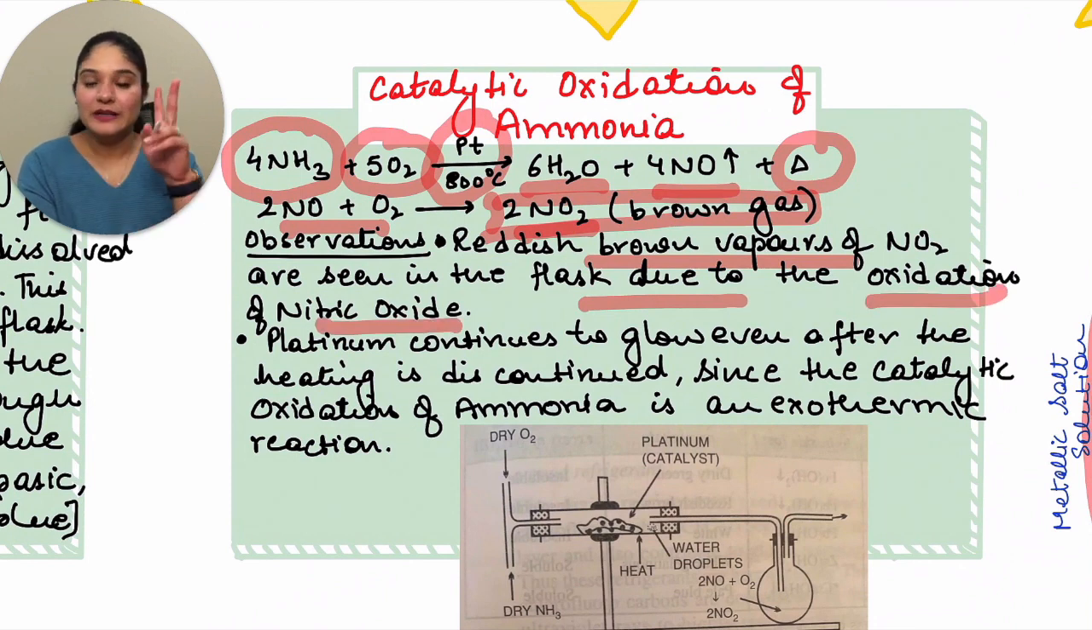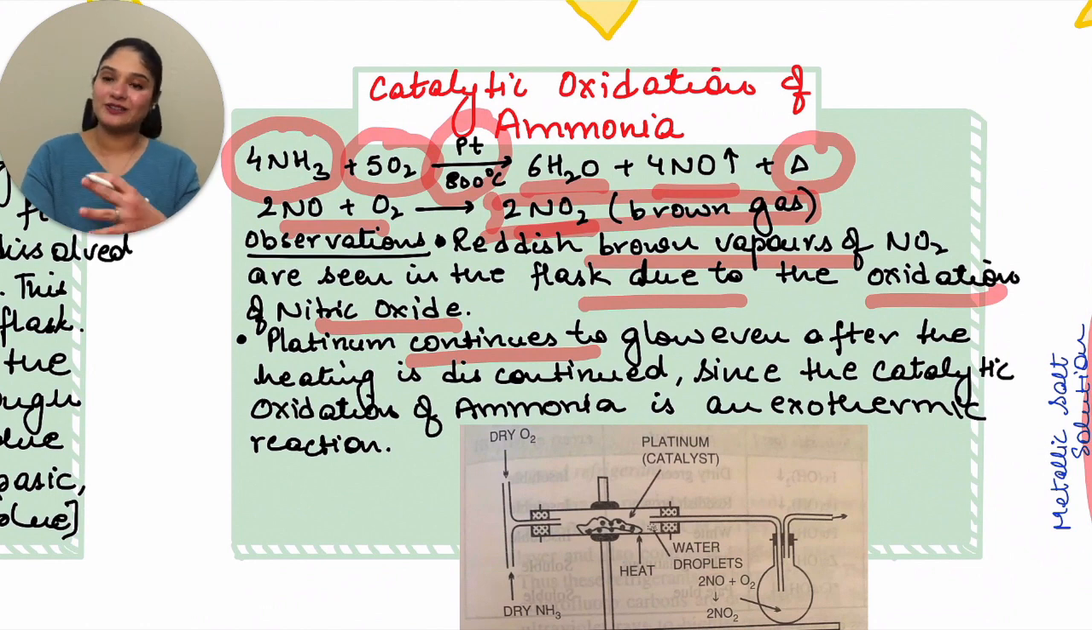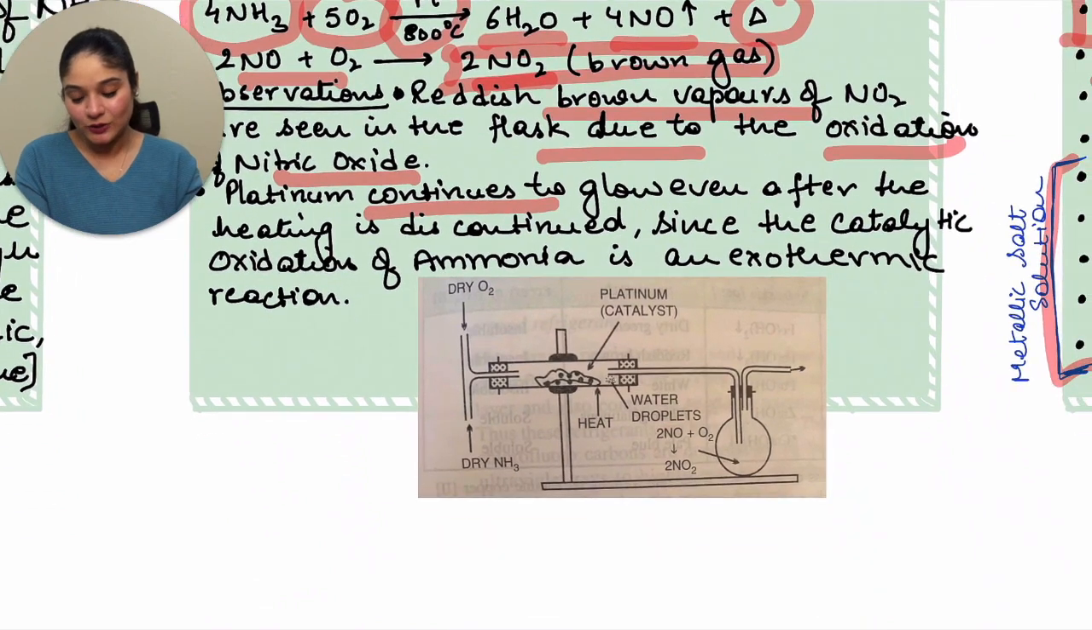And the second observation is that platinum continues to glow even after the heat is discontinued, because this is an exothermic reaction. So still there will be sufficient heat for the catalyst to keep getting heat and show some glow in it. So let's look at the diagram.